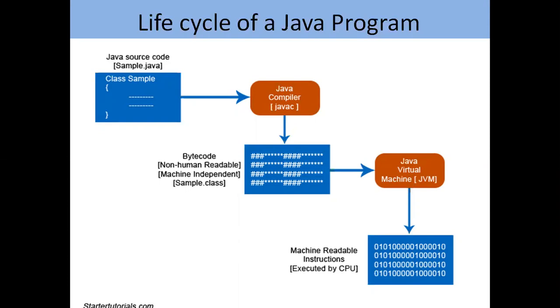The next, second step is compilation. The name of the Java compiler is javac. The input to the compiler is the Java source code, which is available in sample.java. The output of the compiler is a machine independent or platform independent code, which is known as bytecode. This bytecode is in a non-human readable format, so humans can't understand this.